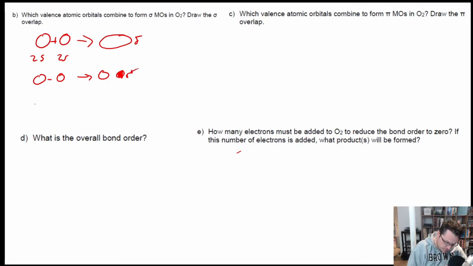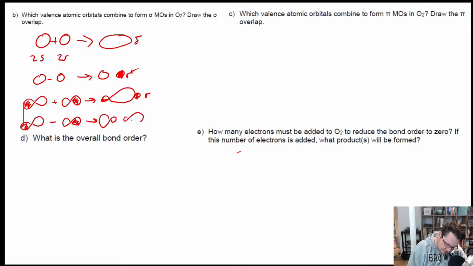Same thing with the p orbitals. You're going to have these interacting with each other, and what they'll do is form a sigma bond that looks something like this. Then you can also have the scenario where they're subtracted from each other, and in that case what you get is something that looks kind of like this right here. So that's what the sigma orbitals all look like in those cases.